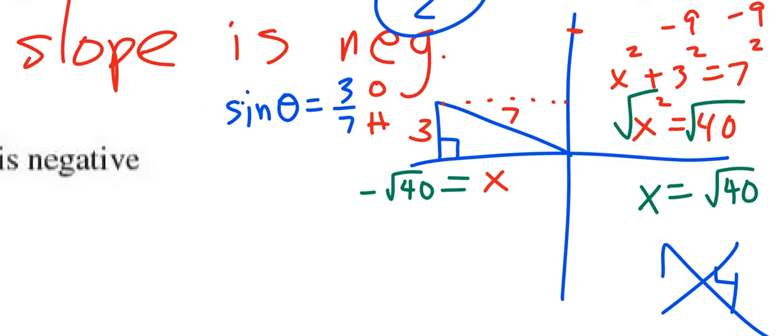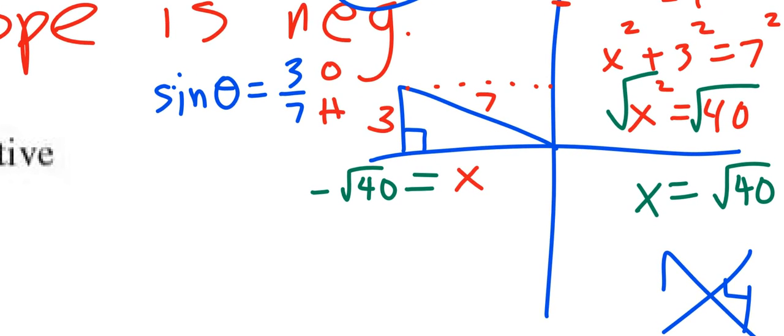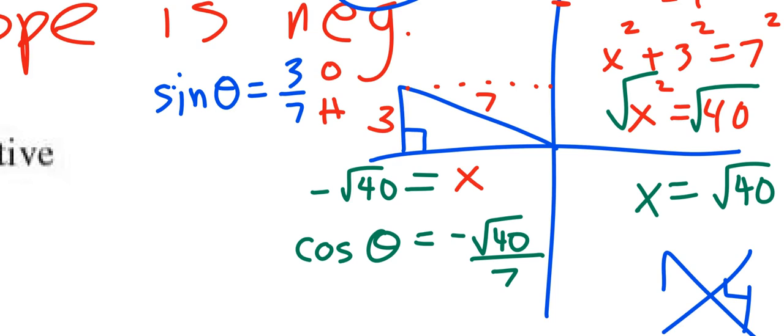They want me to find cosine and tangent. Cosine theta? What do you got for cosine? Negative radical 40 over 7. Adjacent over hypotenuse. What about the tangent? Negative 3 over radical 40?